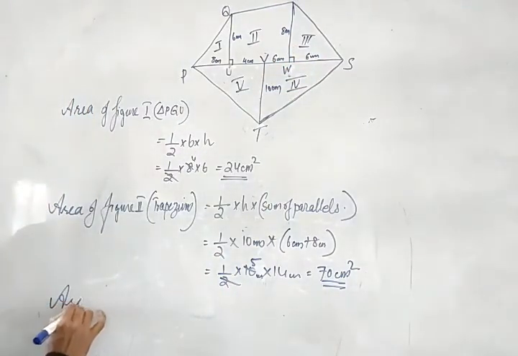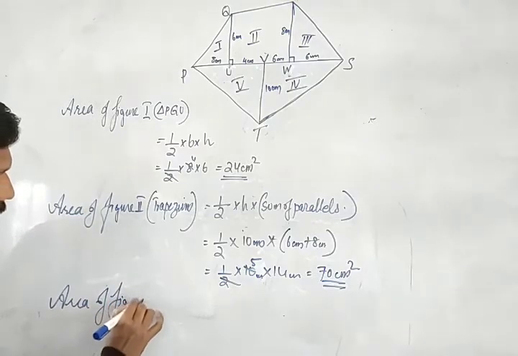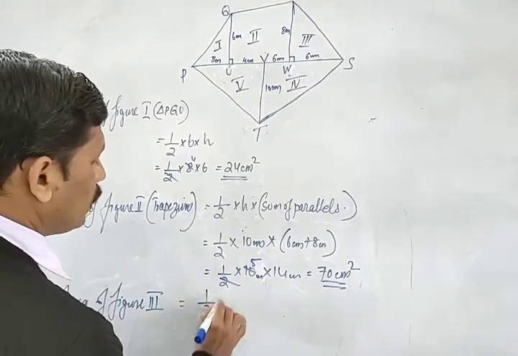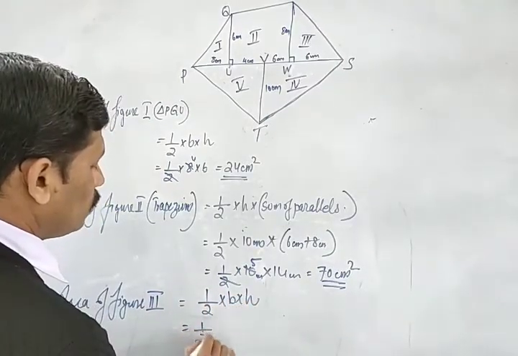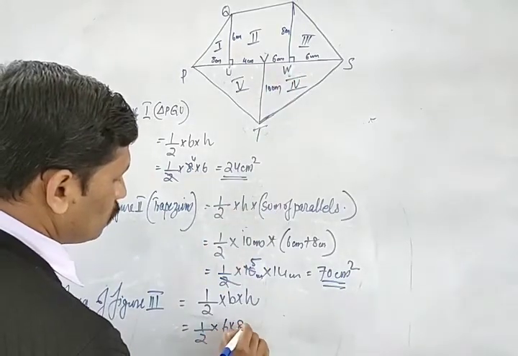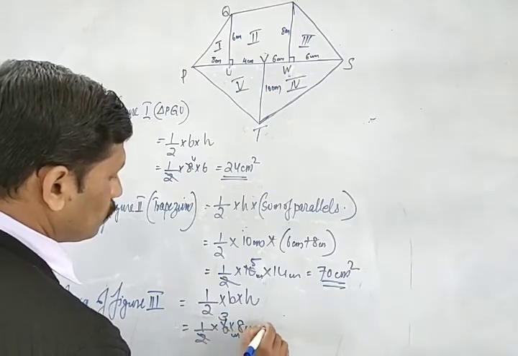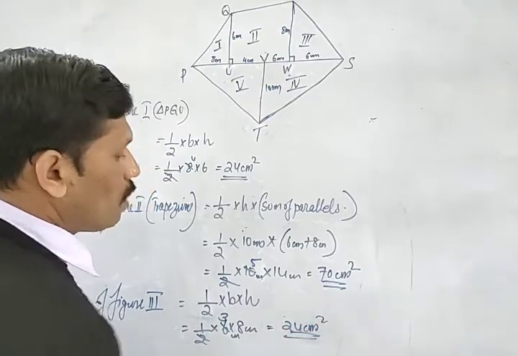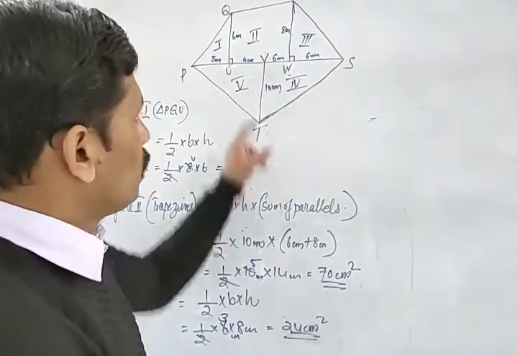The next figure is a triangle. Area of the triangle is half into base into height. That's equal to half into, what's the base here? 6 and 8. That also is 24 cm square. So now we have found the area of these figures, and two remain.